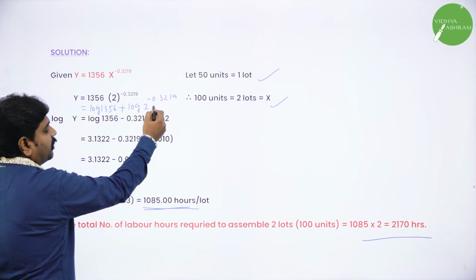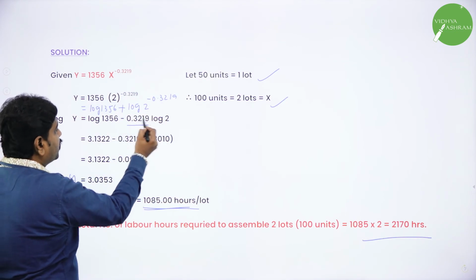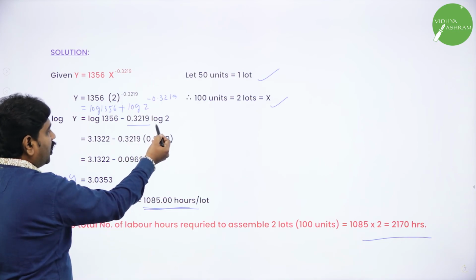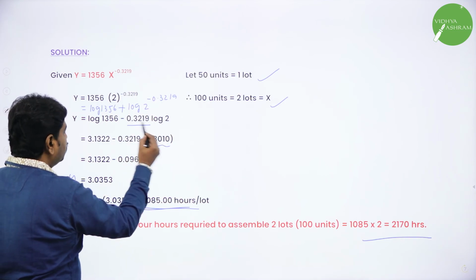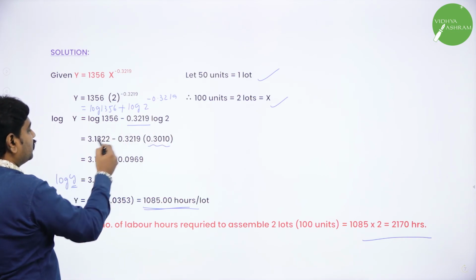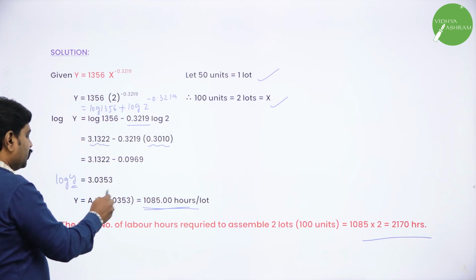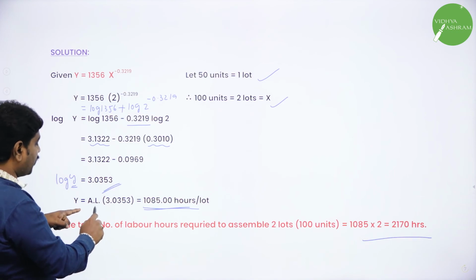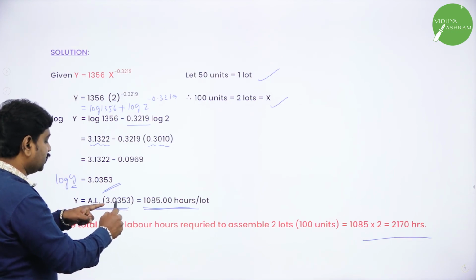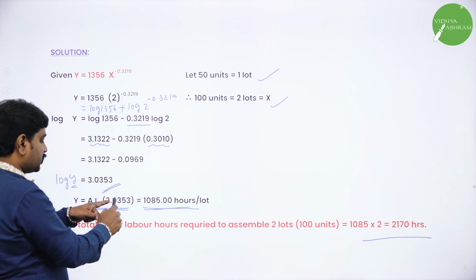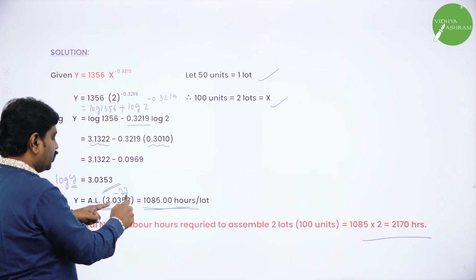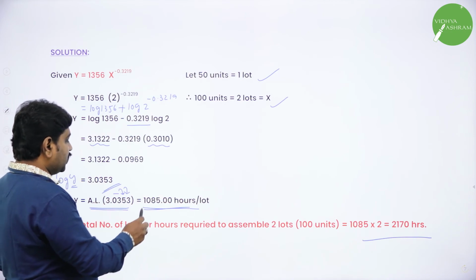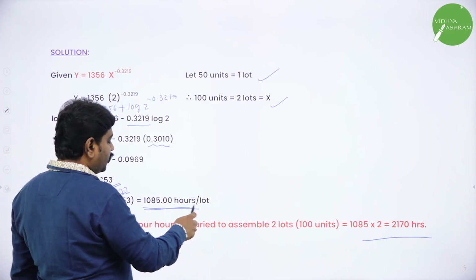Again, what is log a power m? It is m log a, so m comes here, minus 0.3219 into log 2. Then use the log book, 20 under 0 and 13 under 5 under 6, and you will get these values. Subtract them and you will get log y. If you want y, transfer log to that side and it will become anti-log. Anti-log of 3.030 means 03 under 5 under 3. You learned in first year PUC how to take log and anti-log. Apply that and you will get 1085 hours per lot.